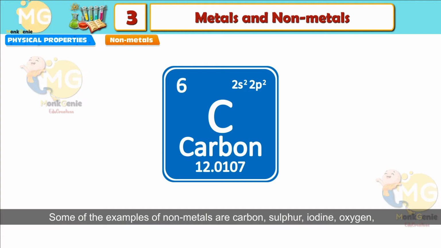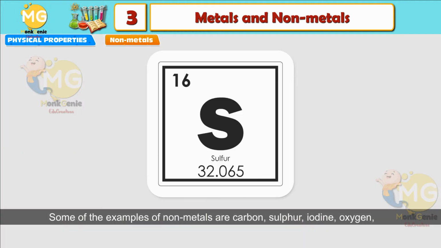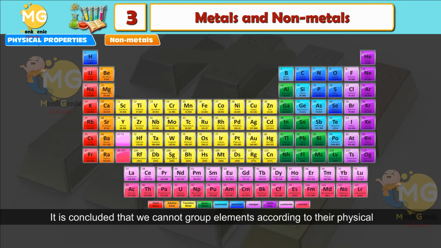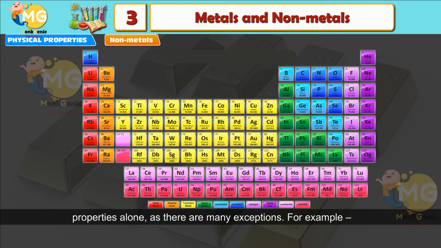Non-metals. Some of the examples of non-metals are carbon, sulfur, iodine, oxygen, hydrogen, etc. The non-metals are either solids or gases except bromine, which is a liquid. It is concluded that we cannot group elements according to their physical properties alone, as there are many exceptions.